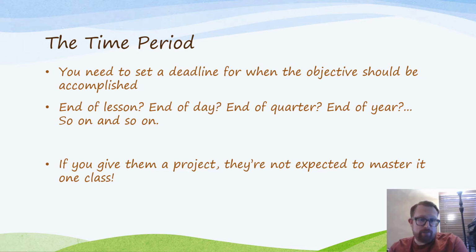And if you give them a project, for example, you're not going to expect them to master it by the end of the day. A project is ongoing. So if you're assigning them a project, you're going to want them to finish it and complete it, learn that objective by the end of the project, not necessarily just the end of the lesson.